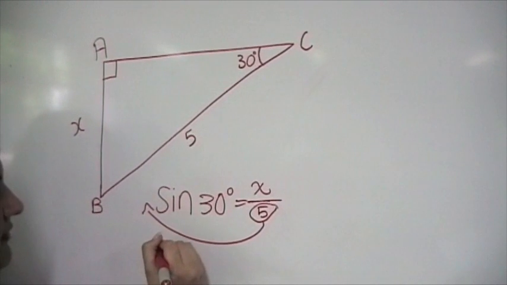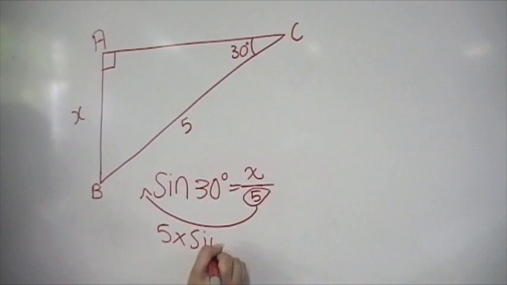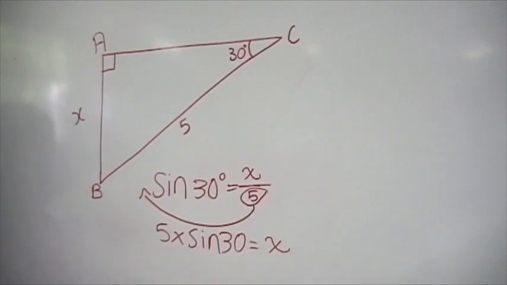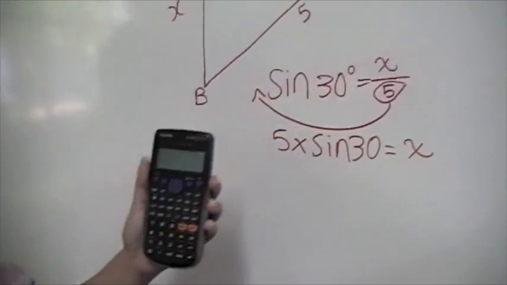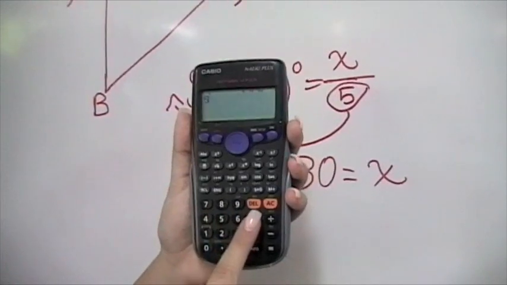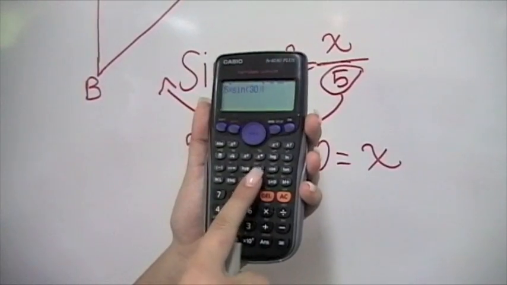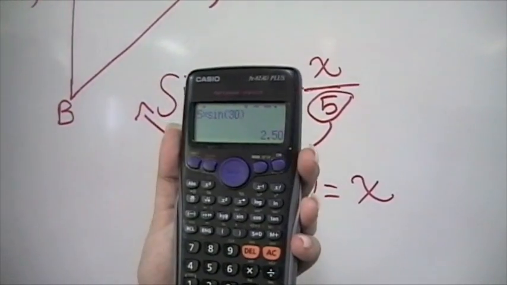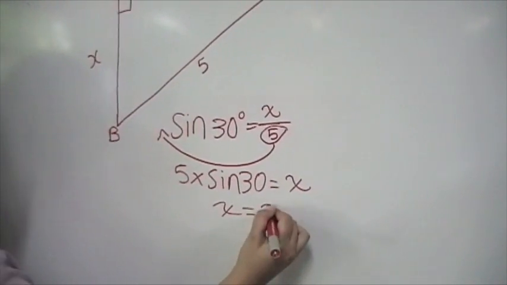This then becomes 5 times sine 30 equals x. To find the answer, you must enter it into your calculator. So, 5 times sine 30, close bracket, equals 2.5. Therefore, x equals 2.5.